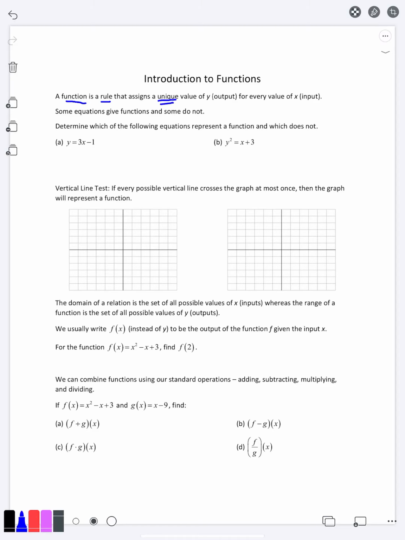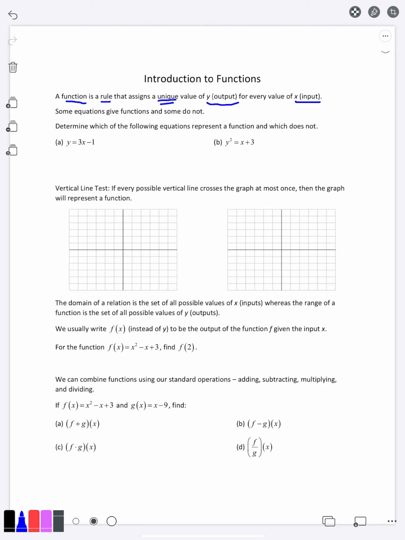So the official definition of a function is a rule that assigns a unique, and this is important, unique value of y for every value of x input. So the idea is that you have this input or number or whatever it may be, which we usually call x. This is also called the independent variable. And then we will apply some rule and get some sort of an output, which we usually use the letter y for. And that will be the dependent variable. And then the rule is that we need to be able to get a unique output for every input.